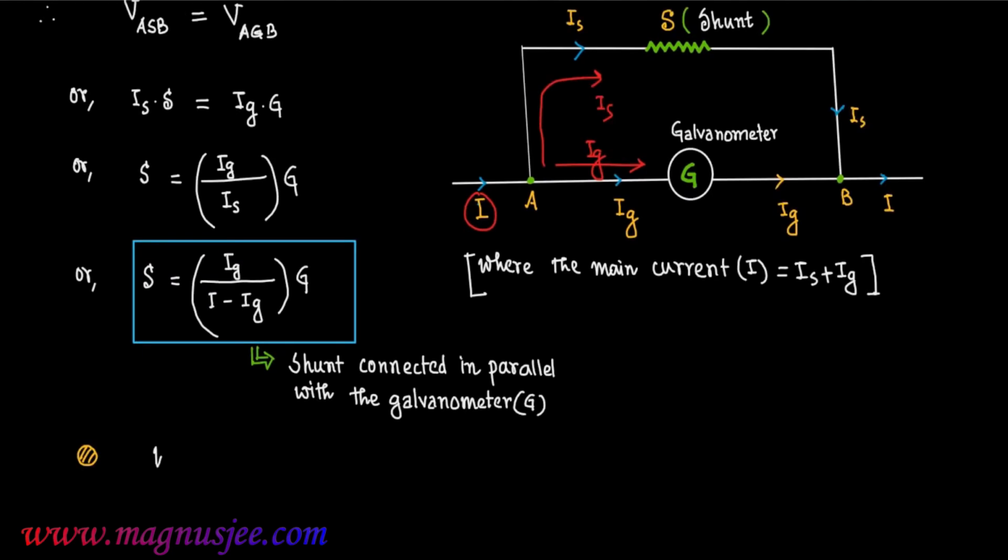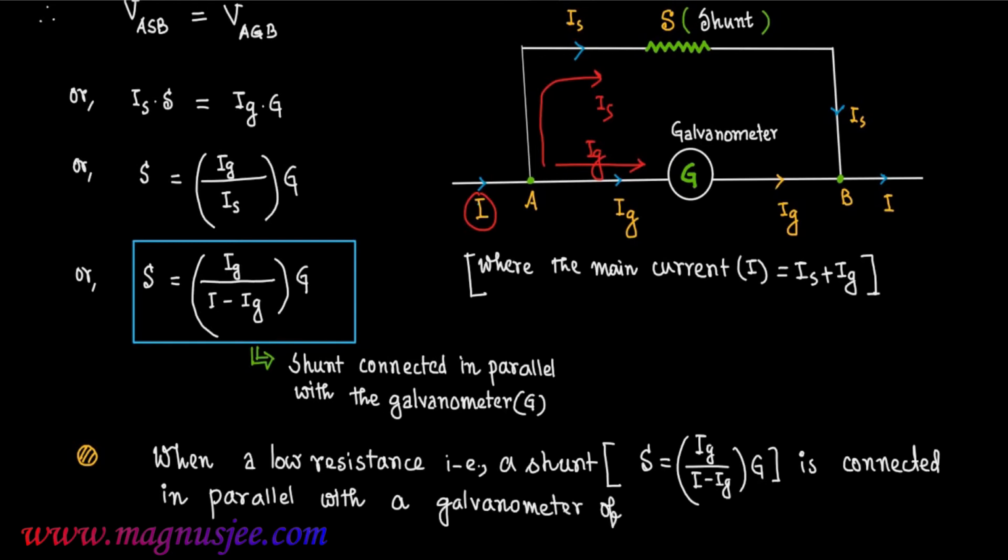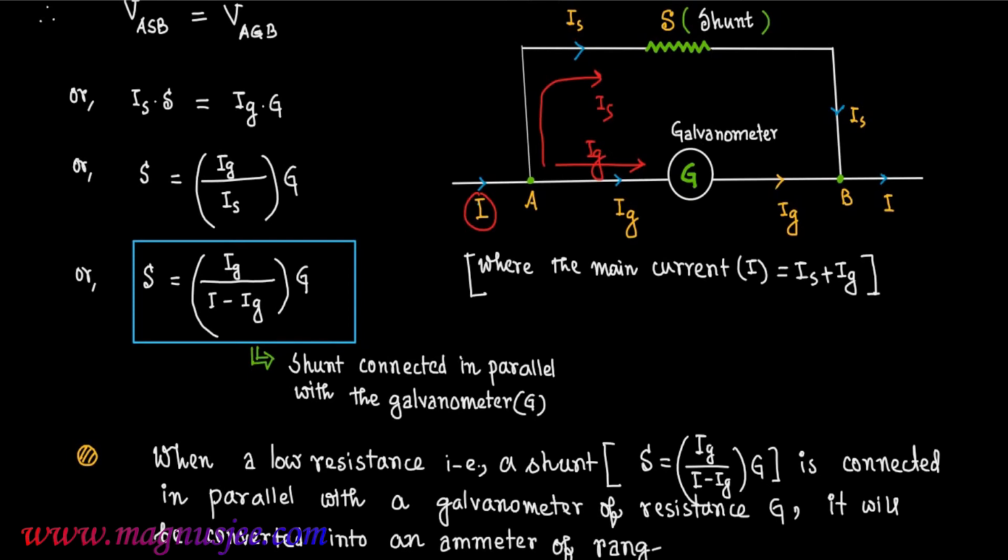When a low resistance, that is a shunt S equal to Ig divided by (I minus Ig) into G, is connected in parallel with the galvanometer of resistance capital G, the galvanometer will be converted into an ammeter of range 0 to I.